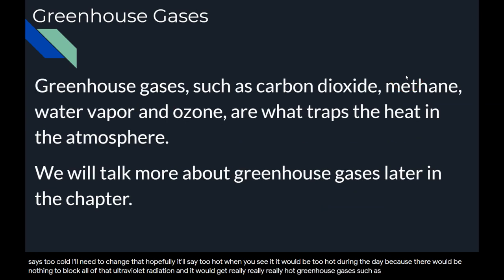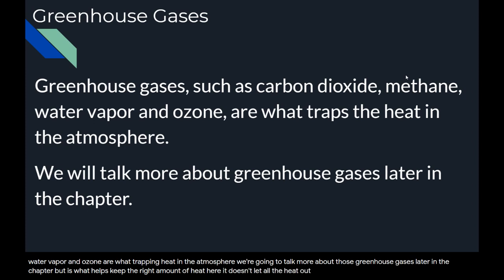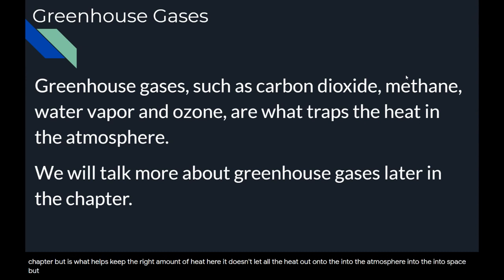Greenhouse gases such as carbon dioxide, methane, water vapor, and ozone are what trap the heat in the atmosphere. We're going to talk more about those greenhouse gases later in the chapter, but it's what helps keep the right amount of heat here. It doesn't let all the heat out into space, but at the same time, it doesn't make it too hot here on our planet because it blocks a lot of the sun's heat from hitting us.